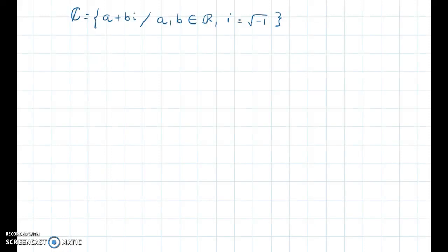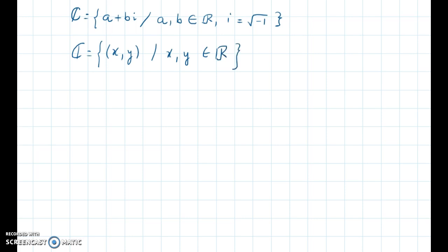We defined our set of complex numbers as the set that contains the numbers of the form a plus bi, where a and b are real numbers and i is the square root of -1. There's another way we can look at this set of numbers. We can look at them as ordered pairs of real numbers. So we can say they are the pairs (x, y), where both x and y are real numbers.